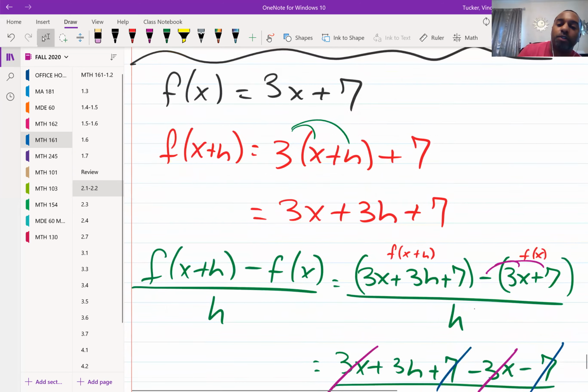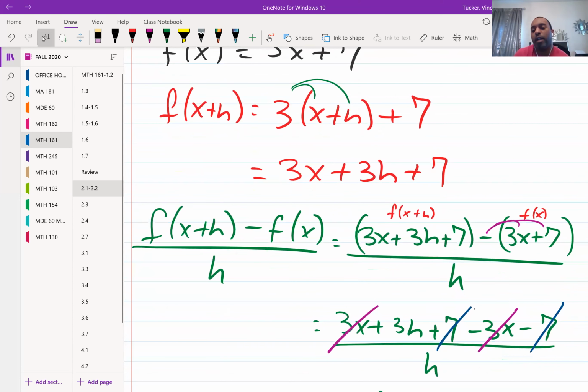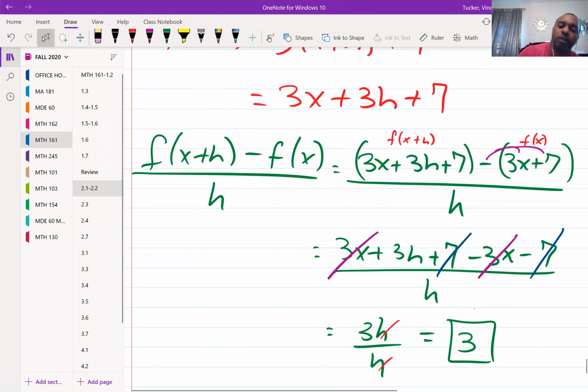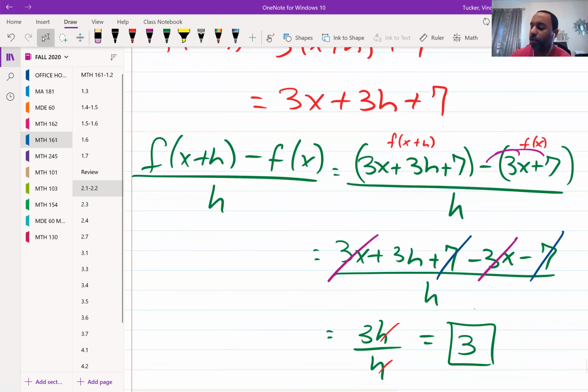All right, distribute that negative. That'll be a minus 3x and a minus 7. The 3x's will cancel. The 7's will cancel. That'll leave you with 3h over h, and that'll reduce to just 3.